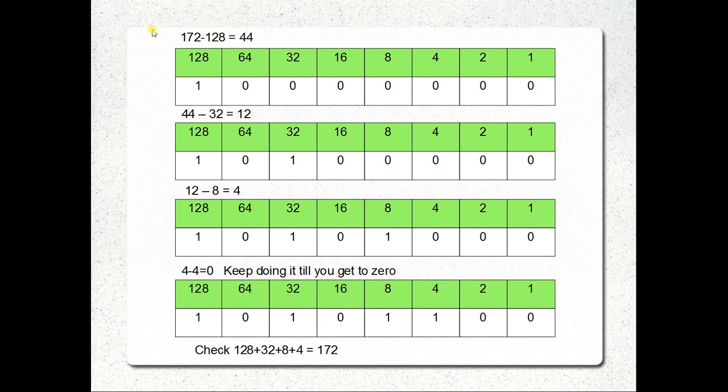So anyway, let's do another. What's 172? Does 128 go into 172? Yes. How much is left over? 44. So bring your 44 down. Does 64 go into 44? No. Does 32 go into 44? Yes. Minus 32, how much is left over? 12. So we need to get rid of this 12. Does 16 go into 12? No. Does 8 go into 12? Yes. 1 time, bring your 1 down. 12 minus 8 gives you 4. Bring the 4 down here. 4 minus 4 is 0.